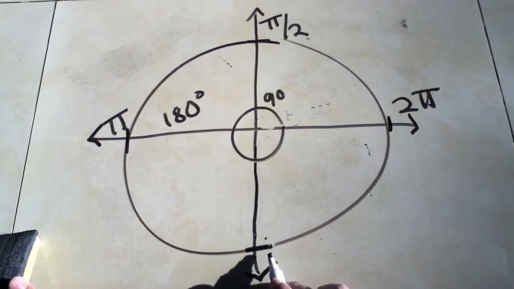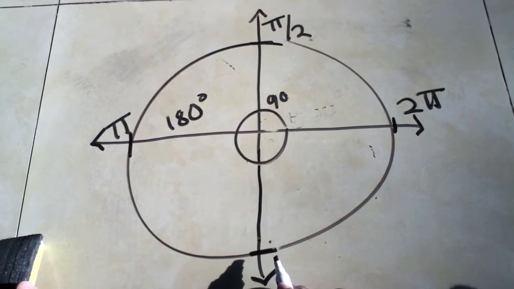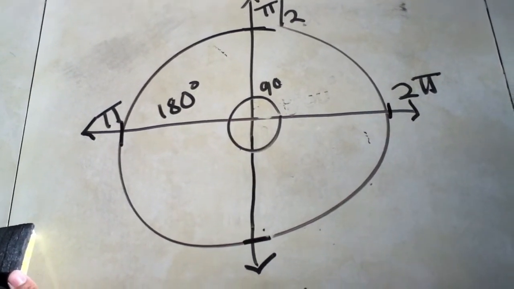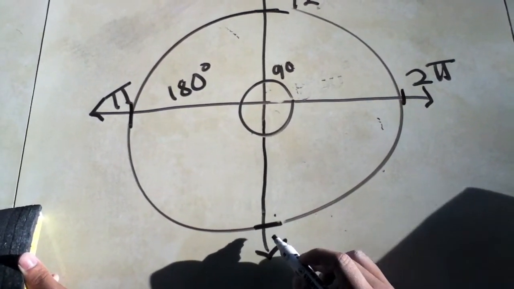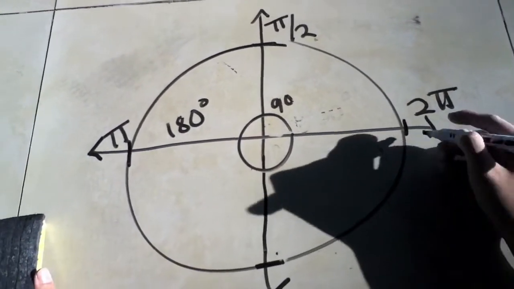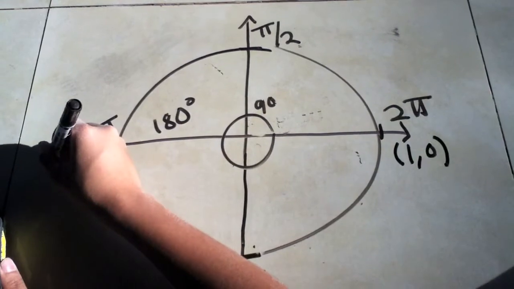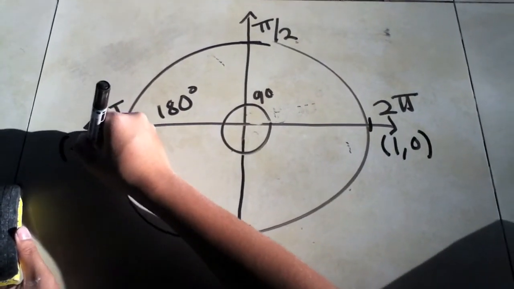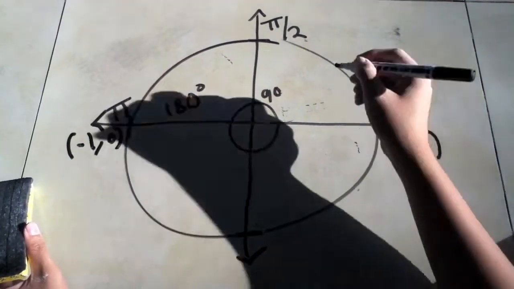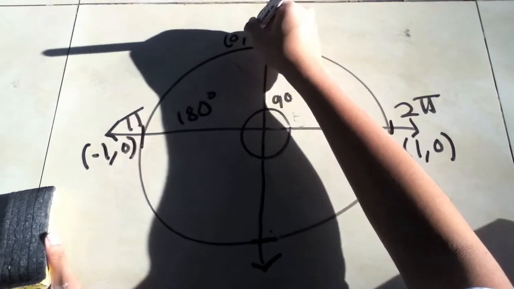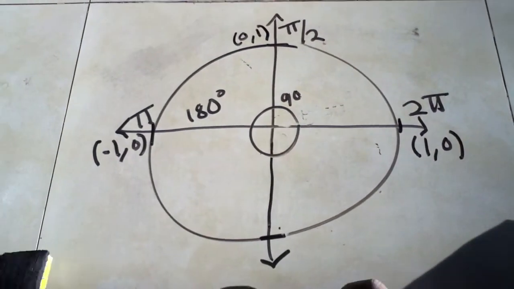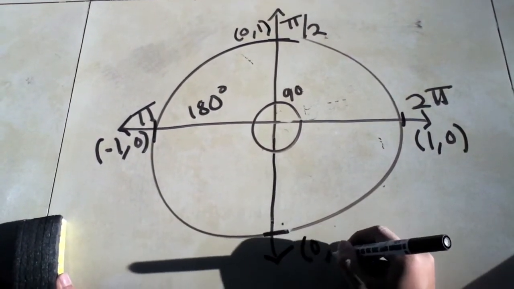2 pi is positioned at (1, 0). Pi is positioned at (negative 1, 0). Pi over 2 is positioned at (0, 1), while 3 pi over 2 is positioned at (0, negative 1).